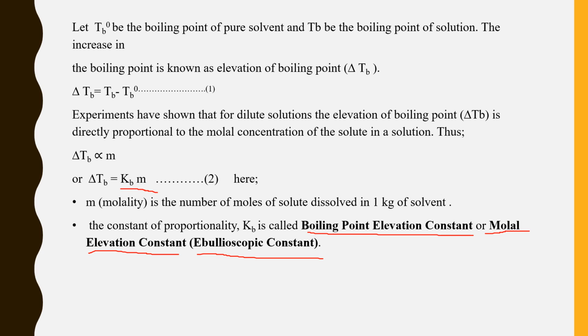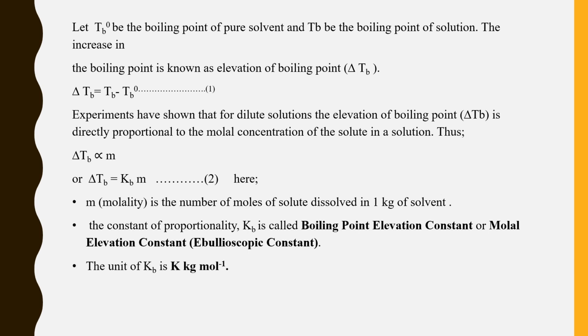Here in equation 2, m is molality, which is the number of moles of solute present in 1 kg of solvent. Now the unit of Kb is Kelvin kilogram per mole.